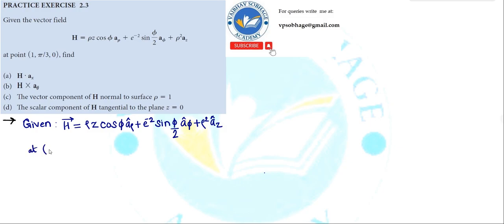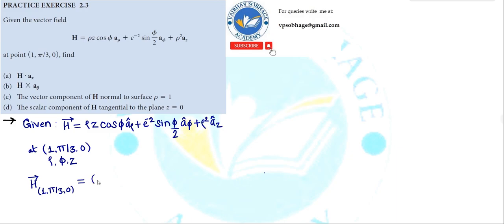So at point (1, pi/3, 0), if you look at your given points, you can see that it is given in terms of rho, phi and z. So very firstly we are going to find the vector H at that given point. What we are going to do is simply put the values of rho, phi and z within the given vector equation.